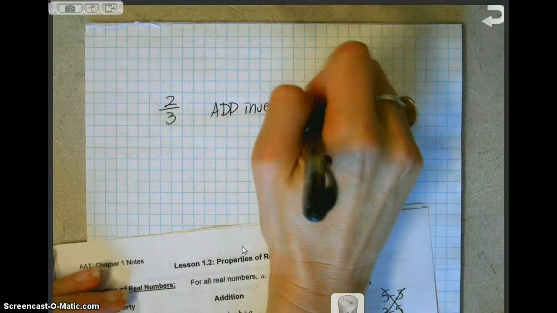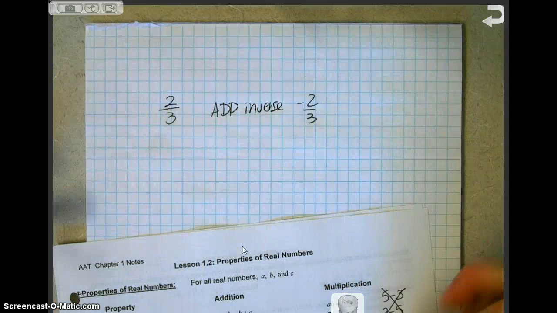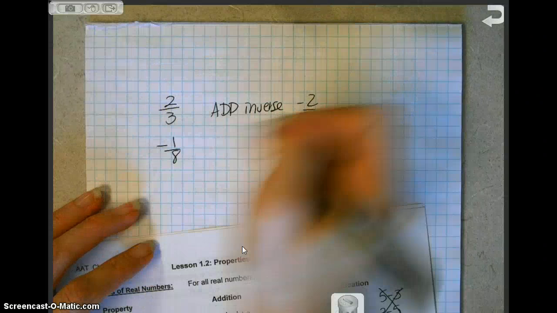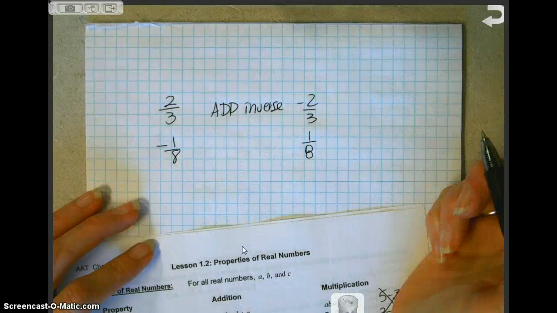Well, that would be negative 2/3 because this plus this gives us 0, okay? If they ask, what is the additive inverse of, say, negative 1/8? Well, that would be positive 1/8, okay? Because the sum of these two gives us 0, okay?